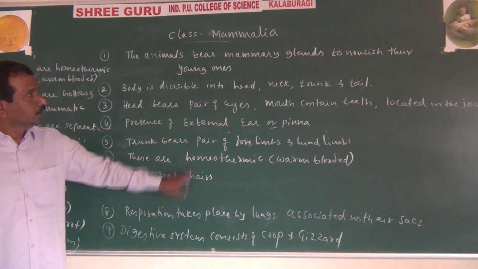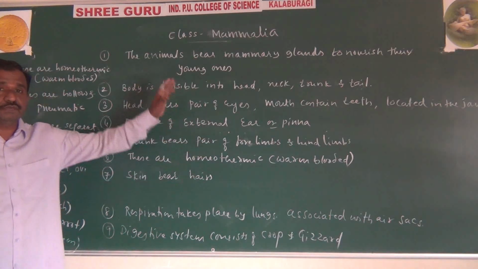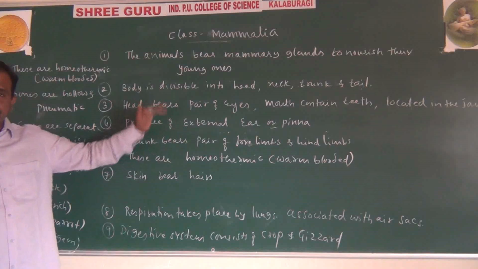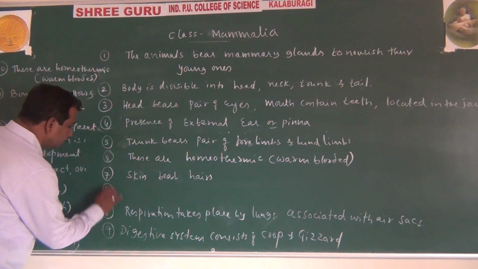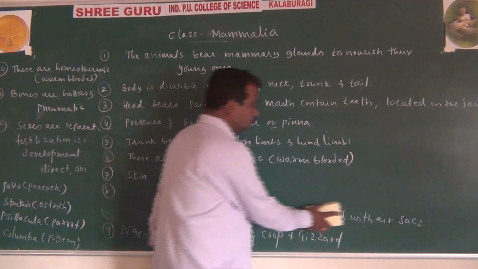Presence of hairs, presence of mammary glands, presence of external ear pinna. These are the unique characteristic features of the mammals. Next, the eighth one.